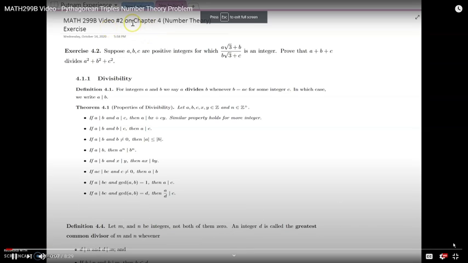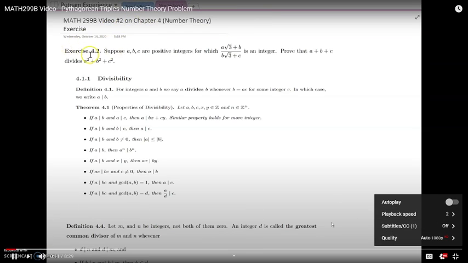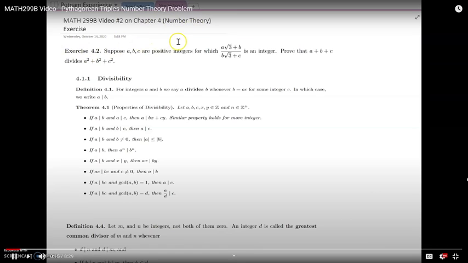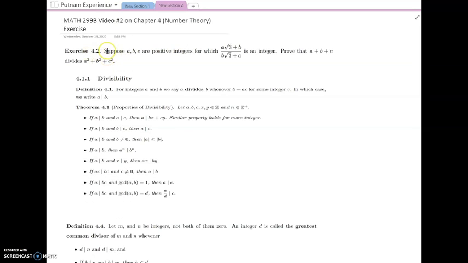Second video, and in this video I will be doing exercise 4.2, which is a number theory question. I found this problem to be very interesting. Exercise 4.2 says: suppose that a, b, c are positive integers for which (a square root of 3 plus b) over (b square root of 3 plus c) is an integer. Prove that a plus b plus c divides a squared plus b squared plus c squared.